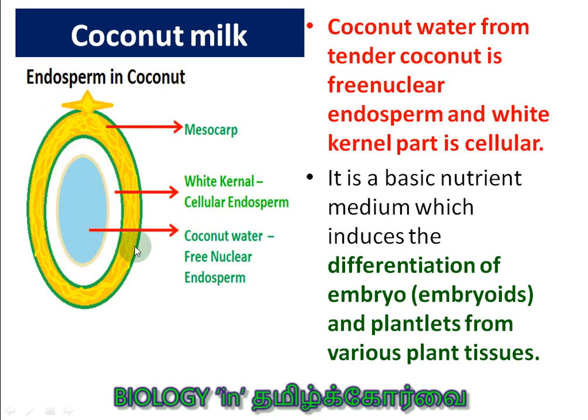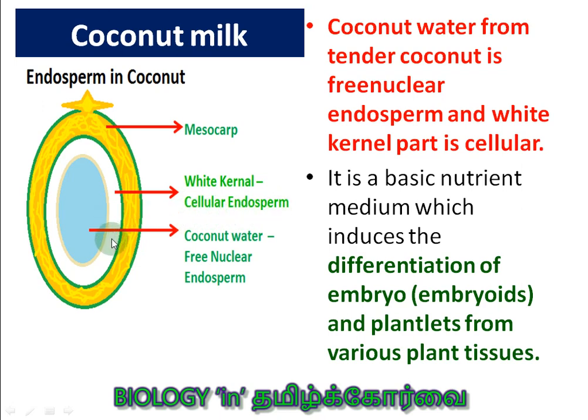Coconut water is present. Coconut water is free nuclear endosperm. So it is free nuclear endosperm. As the coconut matures, what happens? These nuclei settle down in the inner layer of the endocarp, where they start forming the cellular endosperm.